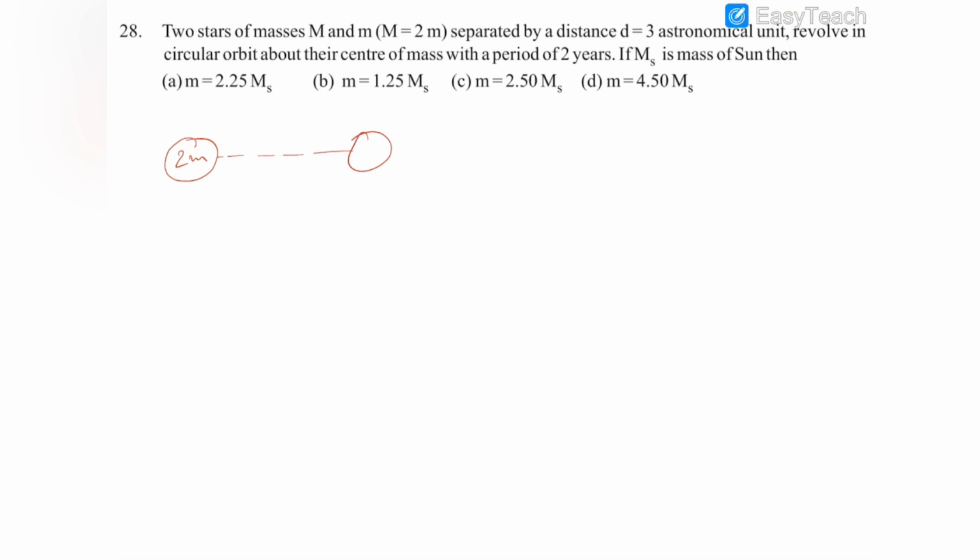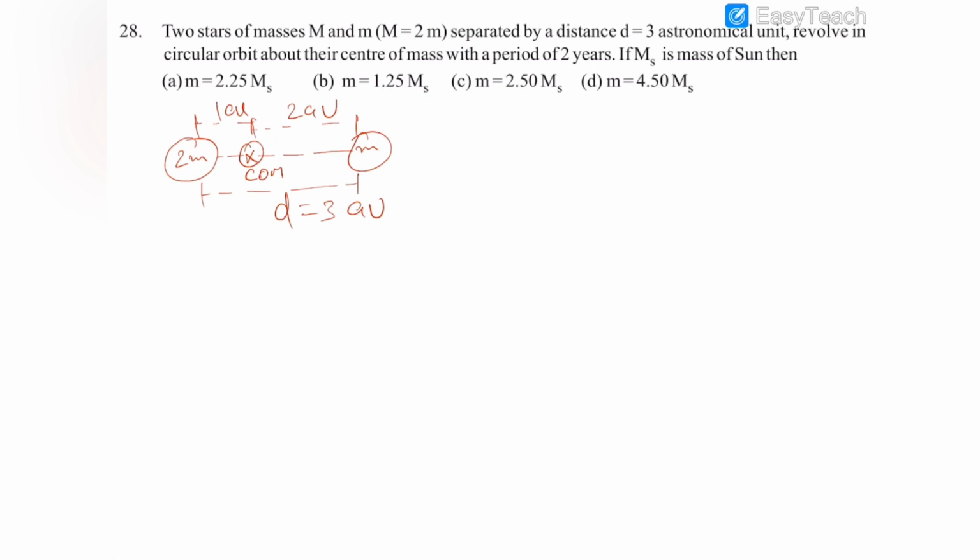In this question you can see that there are two masses. One of them is 2m and the other one is m. The distance between these two masses is equal to 3 astronomical units, which is d, 3 AU. So we can find out the center of mass, and it would be at a distance of 1 AU from 2m, and at a distance of 2 AU from m. Now they are revolving around their common center of mass with a period of 2 years.